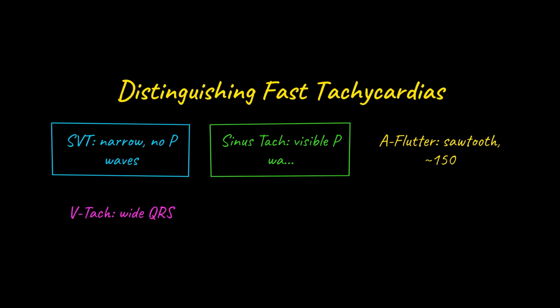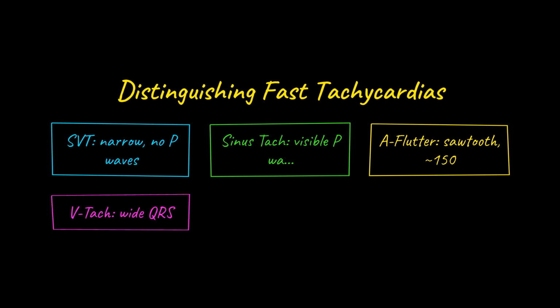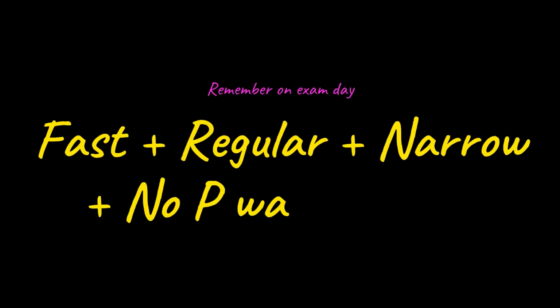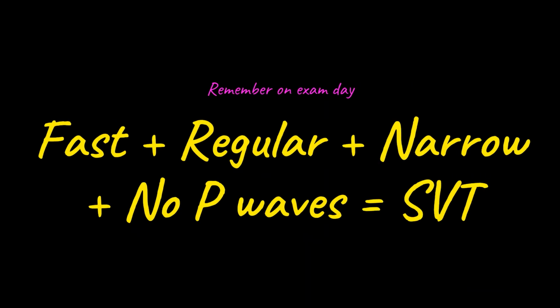Sinus tachycardia has clear P waves before each QRS. Atrial flutter shows sawtooth waves with a ventricular rate near 150. Ventricular tachycardia has a wide QRS. SVT alone combines fast, regular, and narrow with no visible P waves. When you see a fast, regular, narrow complex rhythm with absent or hidden P waves, that cluster of findings is the signature of SVT. Lock in all three criteria together and you will call it correctly on every scenario.